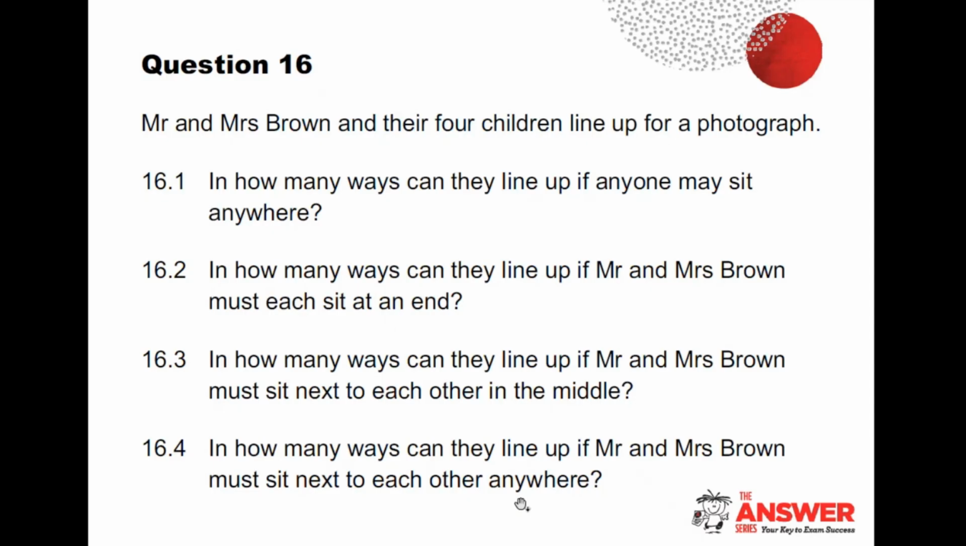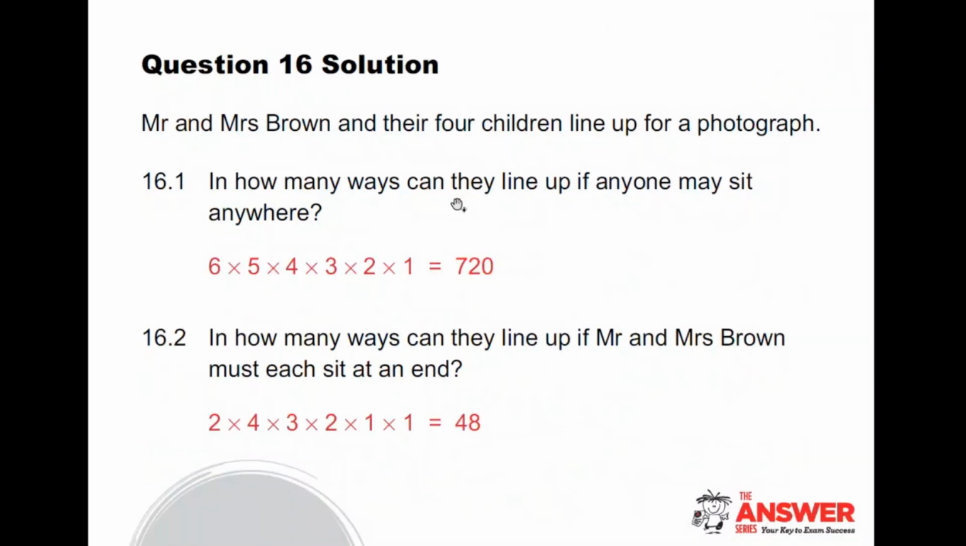In how many ways can they line up if Mr. and Mrs. Brown must sit next to each other anywhere? So there they're forced to be in the middle. Here they can be anywhere. Okay, let's have a look at it. They can line up, anyone may sit anywhere. How many in the first chair? 6. Second chair, 5, 4, 3. So it's 6 factorial.